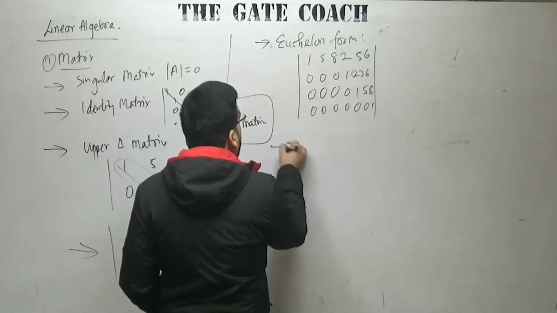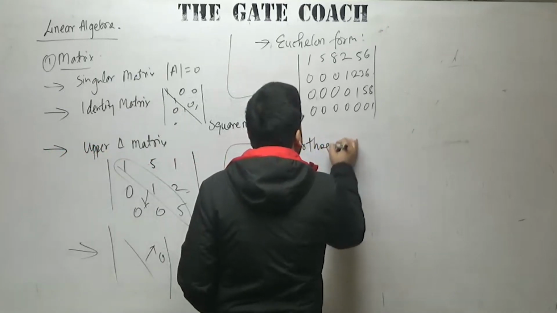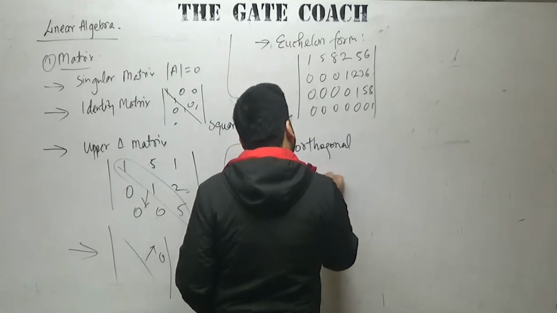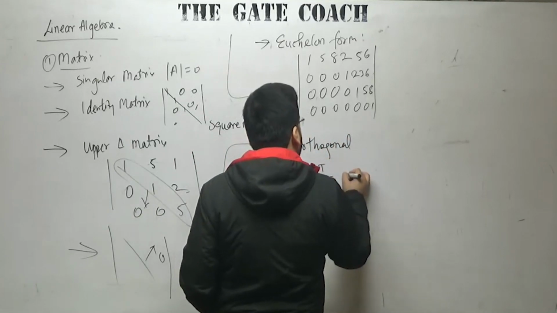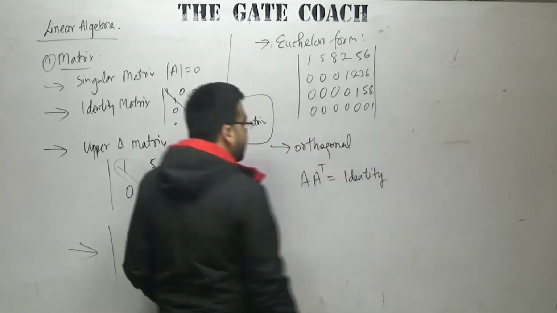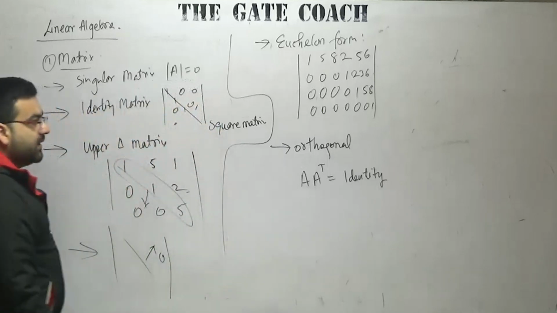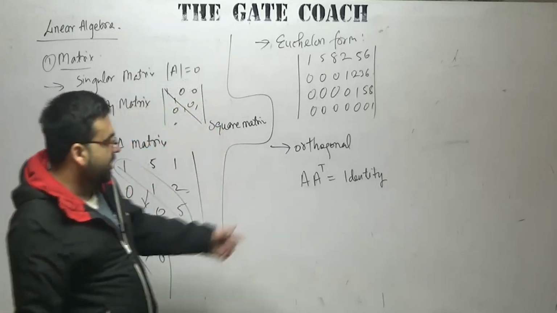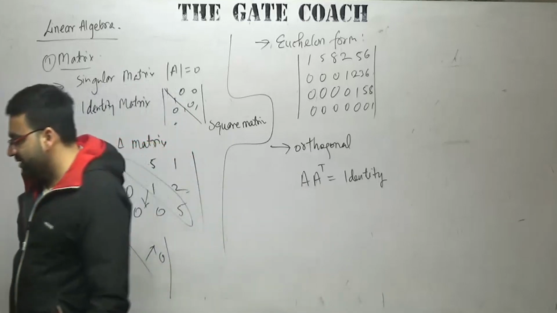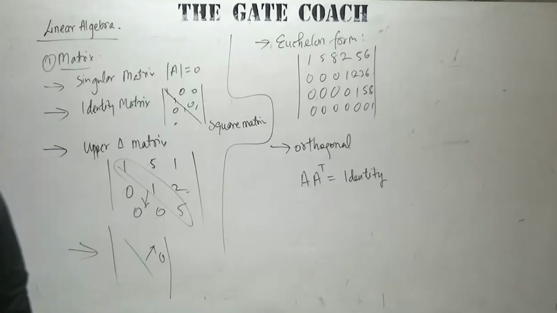After this, we discussed the orthogonal matrix. Orthogonal is also important. Many questions have been asked on orthogonal. If A into A transpose becomes equal to an identity matrix, that type of matrix is called an orthogonal matrix. For example, you take the transpose of a particular matrix and multiply it with that matrix itself, and you get an identity matrix. That type of matrix is called the orthogonal matrix.